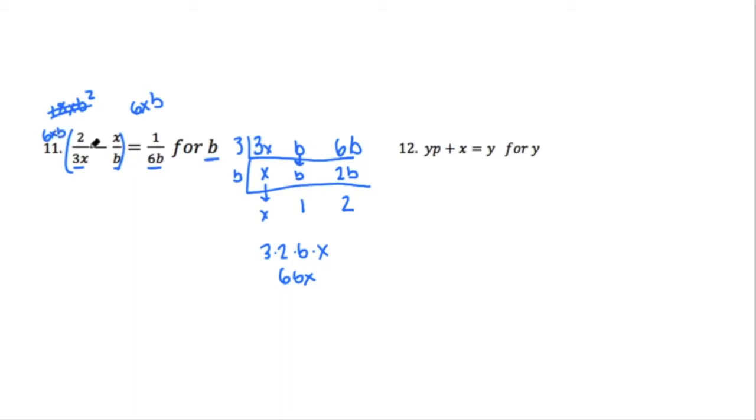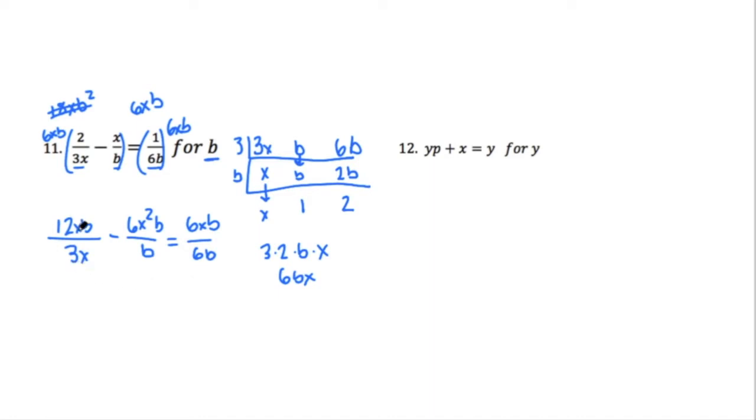So I'm going to multiply this side by 6xb, and I'm going to multiply this side by 6xb. So again, you might start recognizing how to cancel and simplify a little quicker, but I'm just going to go ahead and multiply this by our numerators. So I'm going to get 12xb over 3x minus 6xb times x is going to give me 6x squared b over b, and on the other side 6xb over 6b.